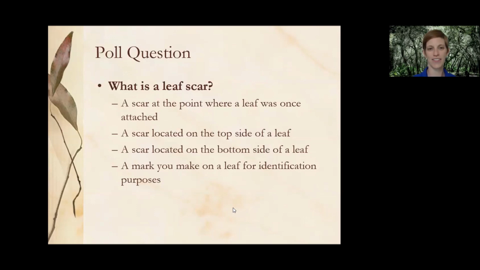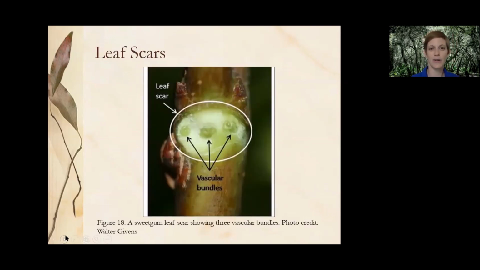Yes, so the majority of you got it correct. It is a scar at the point where a leaf was once attached. So you might think, well, who cares? And I'll show you why you should care. Again, this is the point where a leaf was once attached, and this is what it might look like. Again, they will all look different, which is why this is helpful.